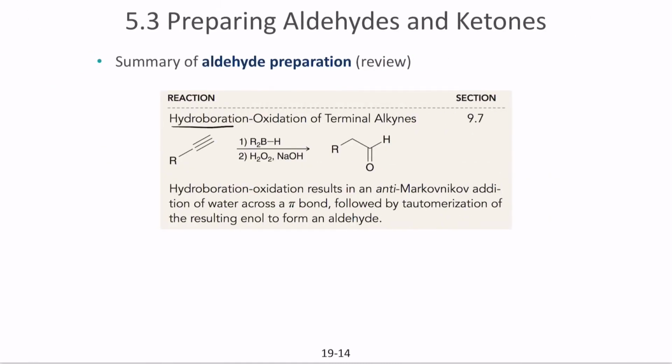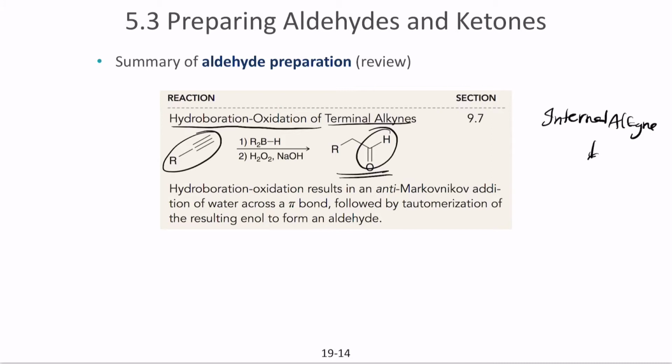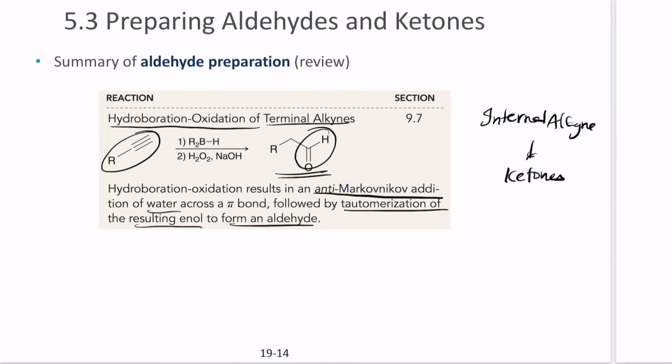The next one is hydroboration and oxidation of terminal alkynes. Hydroboration of terminal alkynes results in an aldehyde always. When you use an internal alkyne, it forms ketones, and when you use terminal alkynes, you get aldehydes. Hydroboration oxidation here is an anti-Markovnikov addition of water, meaning that it adds oxygen, and followed by tautomerization of the resulting enol, it forms an aldehyde.